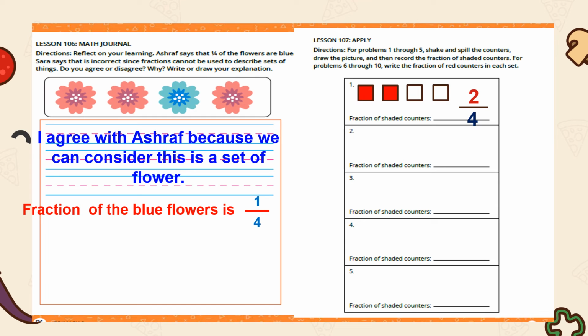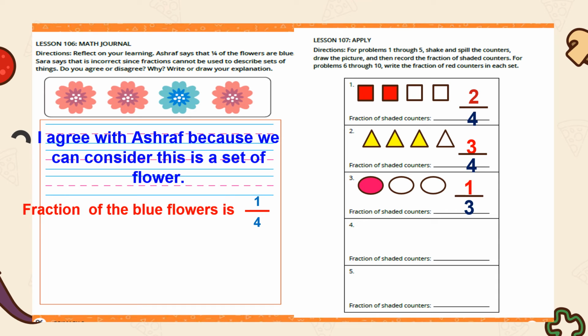Next, if we colored 3 of 4 triangles, the denominator will be 4 and the numerator will be 3. So the fraction is 3 over 4. Number 3, if we have 3 circles and we colored 1, so the fraction is 1 over 3.